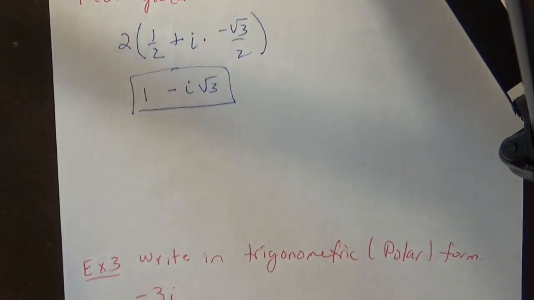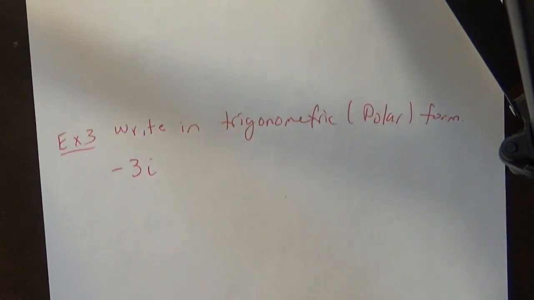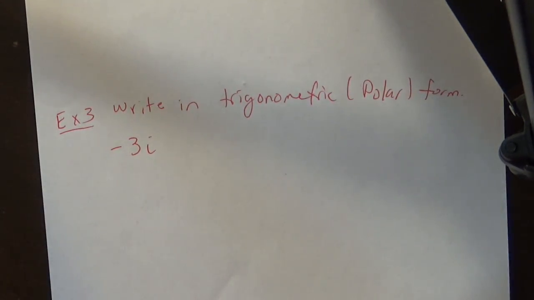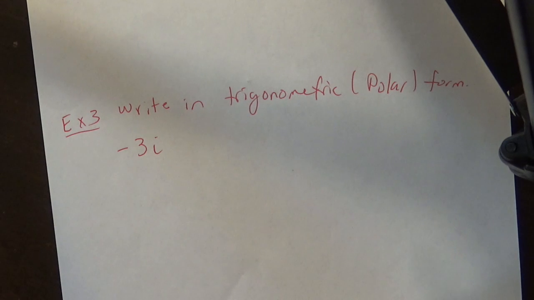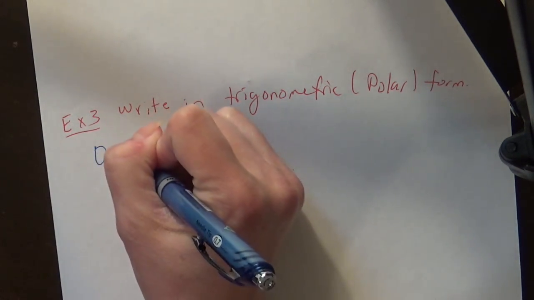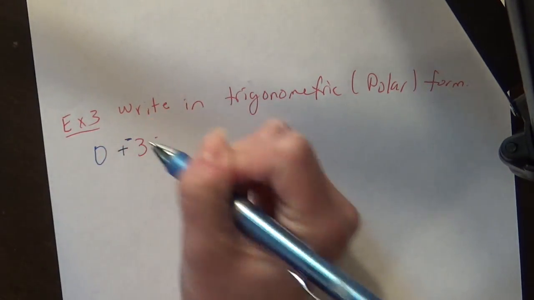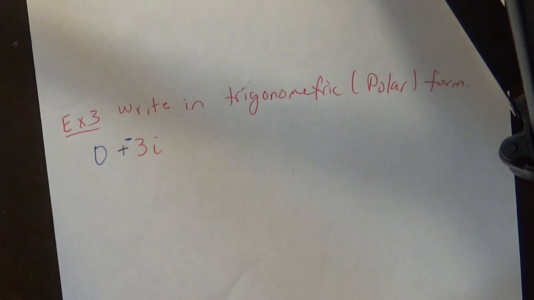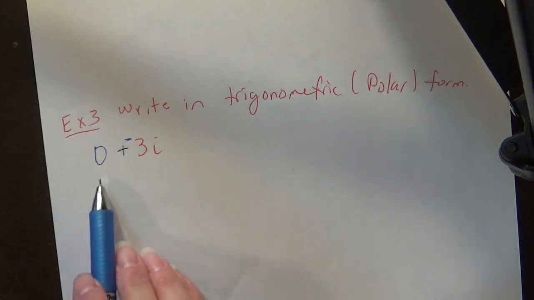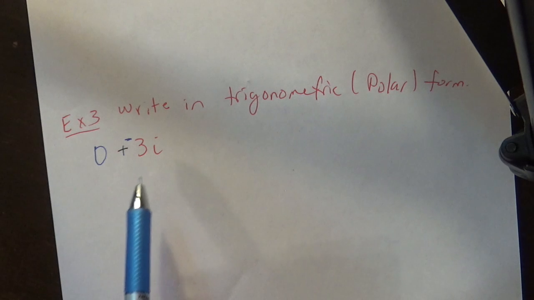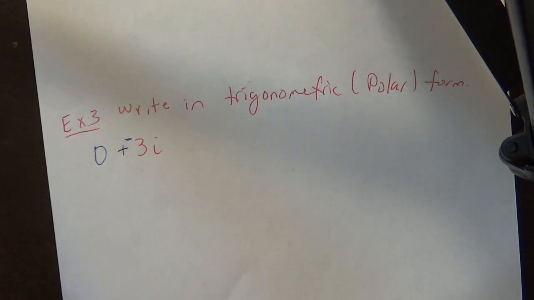Example 3, we're going to go kind of in the opposite direction here. We want to write in polar form, and we're given negative 3i, or you can think of this as 0 plus negative 3i if you want. That way you can see a is 0 and b is negative 3. And of course, we're also going to be using this in terms of x's and y's, so you can think of this as x, the real part, is 0, the imaginary part, y, is negative 3. And we have to write it in that polar form.